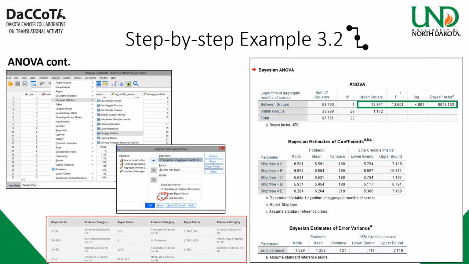Now this is going to be a troublesome interpretation because we have a huge Bayes factor here, and this interpretation says extreme evidence for the null hypothesis. But the null hypothesis, as constructed, should be that there's no difference between groups. However, the classical test says there's a significant difference, and we can kind of see with our eyes that it looks like ship type B is significantly higher. You know, it's between 8 and 10, higher than any of the other ones.